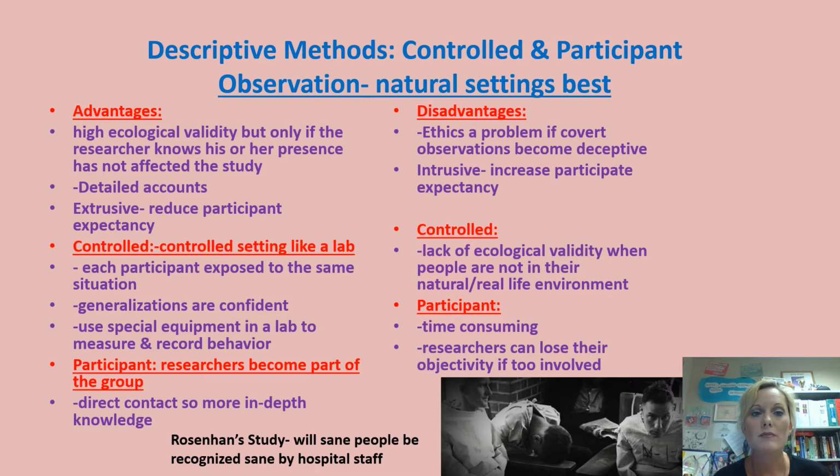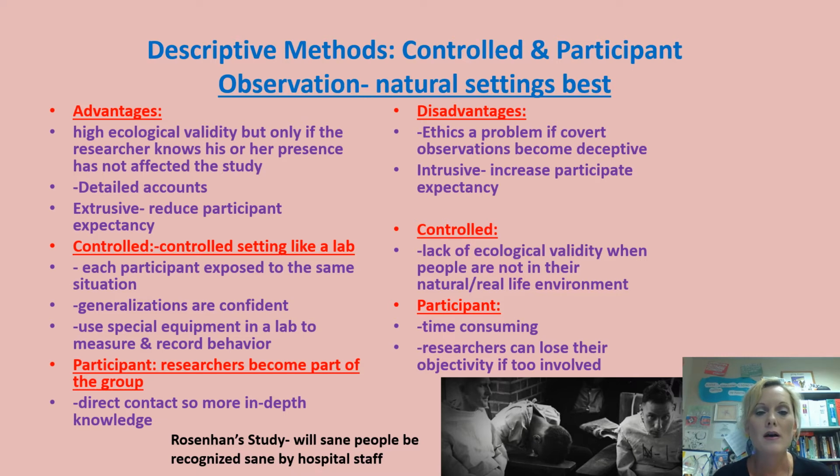Extrinsic advantages: you're reducing the participation and the skew and bias that might happen if you remove yourself from the subjects. In a controlled environment, you can have observations like in a lab. The advantage is each participant is exposed to the same situation, as opposed to where the gorillas were possibly exposed to things in the forest or the jungle that another gorilla would not be. This is more controlled. You can be really confident that you can generalize the data to a larger population, and you can also use special equipment in a lab that you couldn't use in a natural setting.